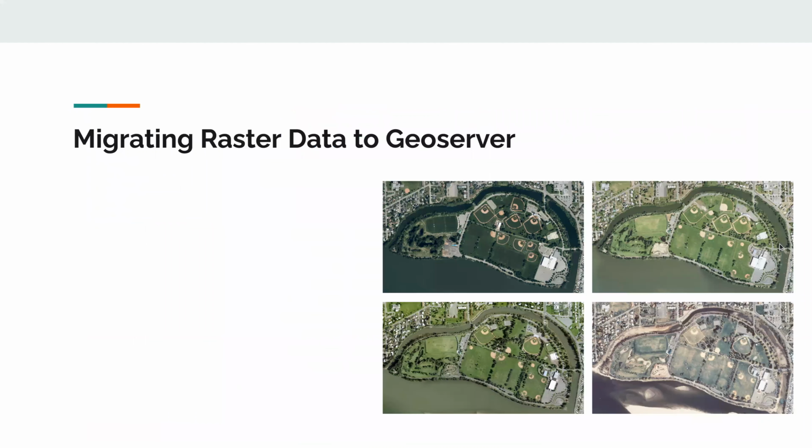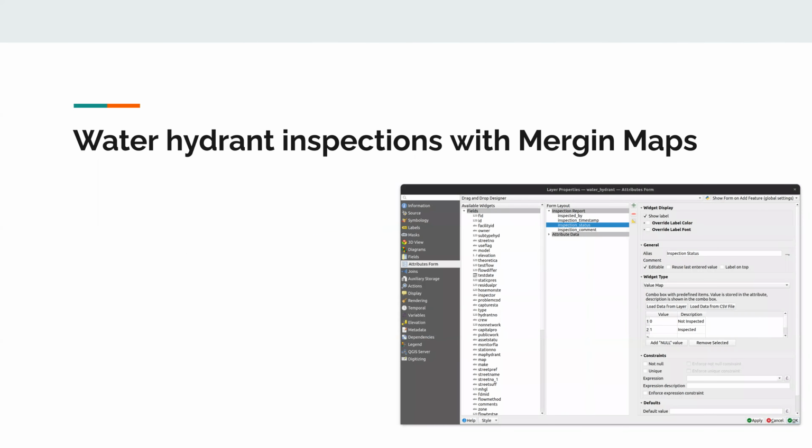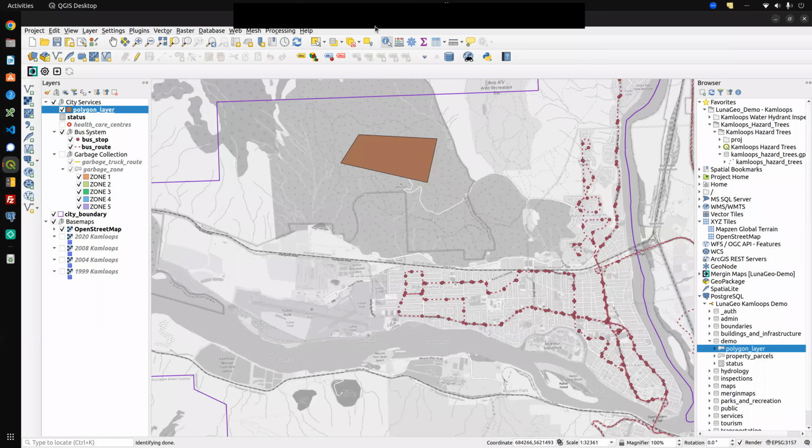Okay, so we've talked enough about vector data. How are we going to be setting up the raster data? So we serve and cache the data through Geoserver, and we can also serve PostGIS layers through Geoserver, and we can consume those web services via QGIS. So I'm going to show you a little bit on how we do this. I'll just show you this quickly so we can get on to some more fun stuff.